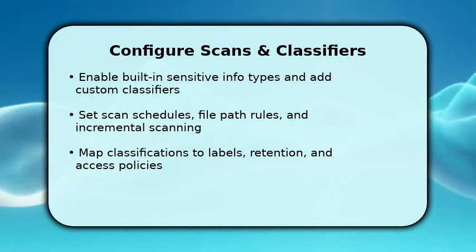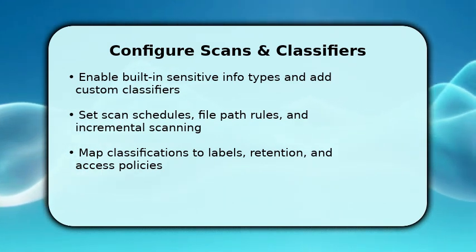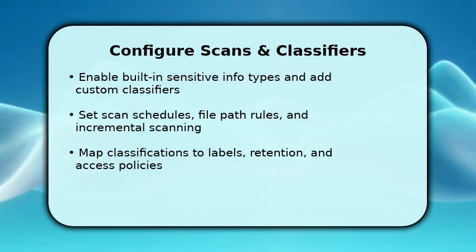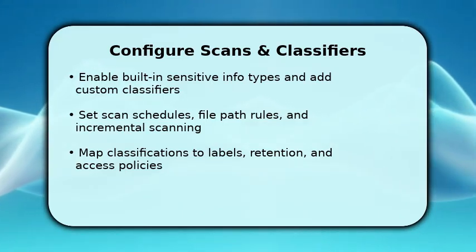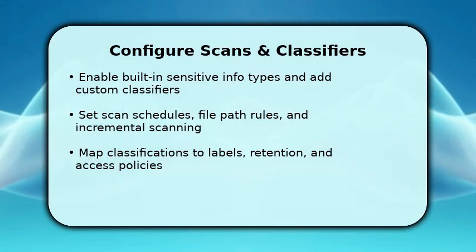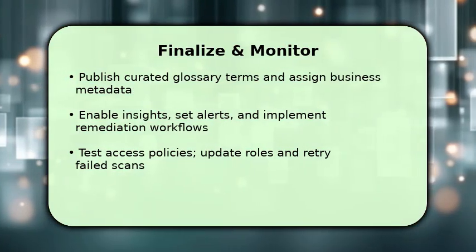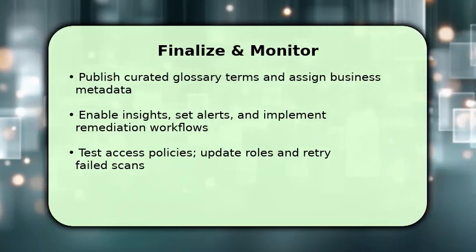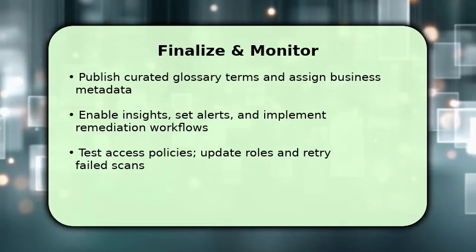Also configure connectors and credential rotations. Make sure scan accounts have least privilege access. Once scans run, review sample results and refine classifiers. Finish by publishing a business glossary and tagging critical assets so stakeholders understand data meaning. This reduces misuse and speeds discovery.